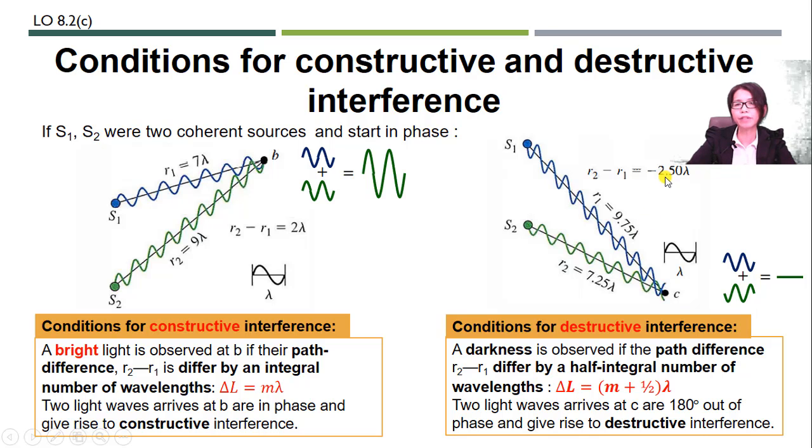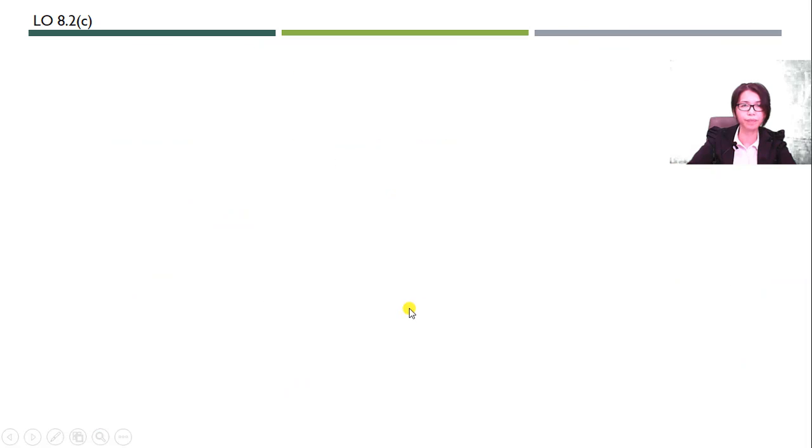So if the difference between the two paths travelled when they meet at a certain point, for example point C here, is a half integer number, meaning their difference is half a wavelength, then we will find out that the two light waves will arrive at point C out of phase and give rise to a destructive interference. So this is the condition for constructive and destructive interference.